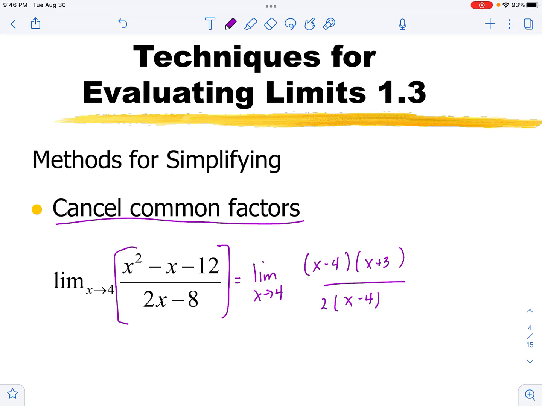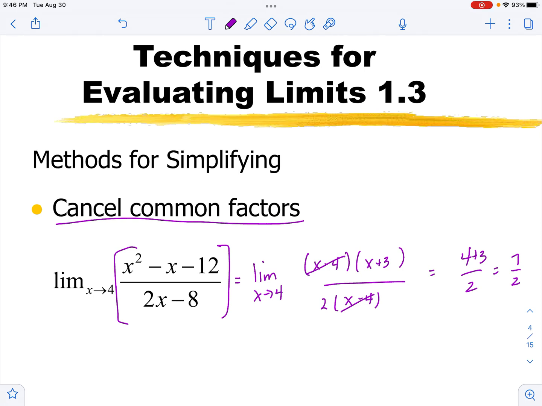But we can find the limit because remember, the actual value at that point doesn't have to exist. We need to know that if we look at the graph, it's going to the same y value from both the left and the right. So when we do this, we will cancel those common factors and then do our direct substitution. So we're going to plug 4 in here. So we'd have 4 plus 3 over 2, which is going to give us 7/2 as our limit.